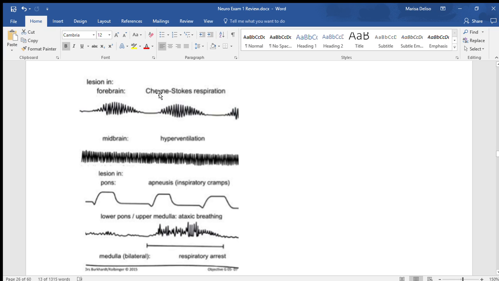Essentially, this shows respiratory rhythms that occur with different lesions along the brain and brainstem. This right here is Cheyne-Stokes respiration, and remember that is a cortex lesion. A cortex lesion will give me Cheyne-Stokes. They don't breathe, then hyperventilate for a second, don't breathe, hyperventilate. Midbrain is constant hyperventilation. Do you have to know why this happens? No, because all we know is respiratory centers are in the medulla. Know that and just keep this in your pocket.